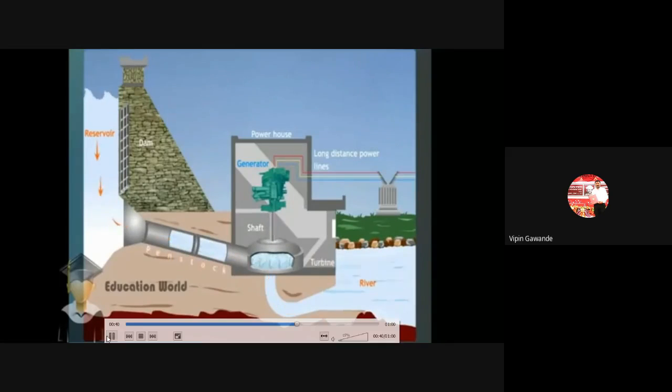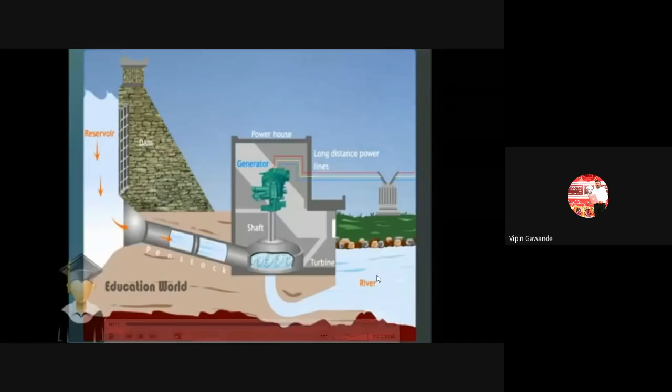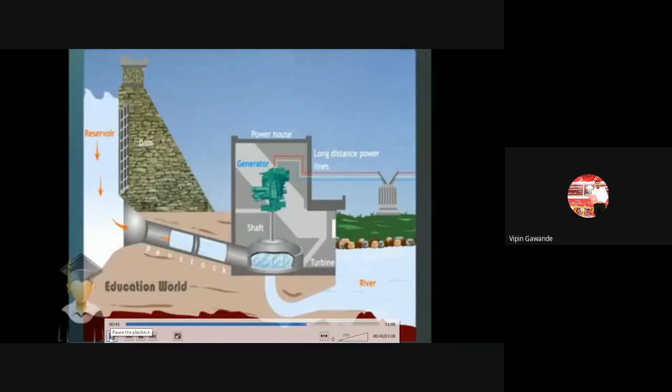The remaining water from the hydraulic turbine is then returned to the river. So this is the working of your hydraulic turbine. It is very simple working.